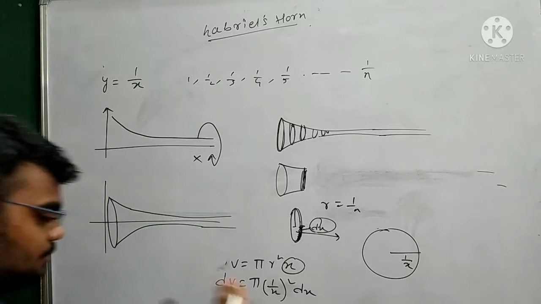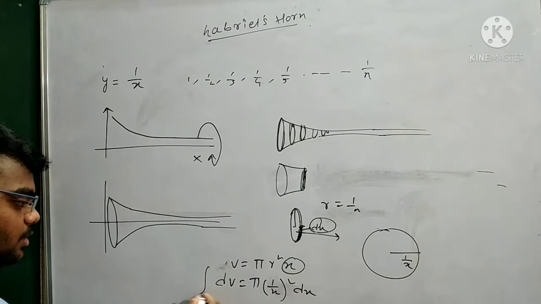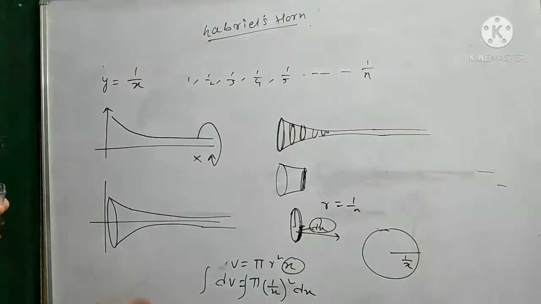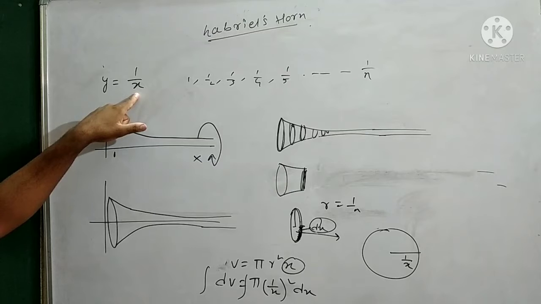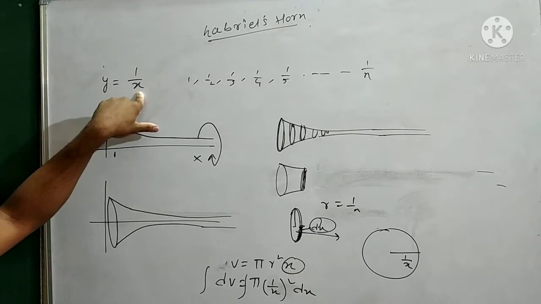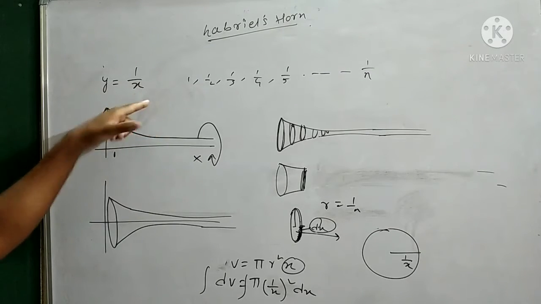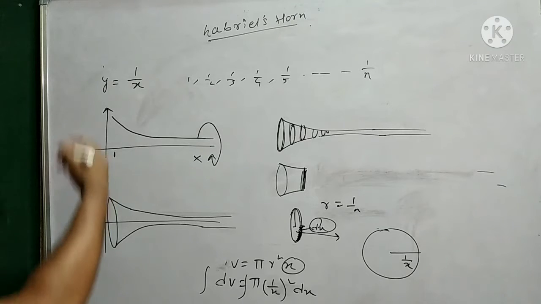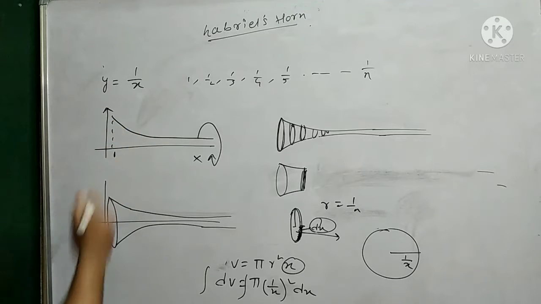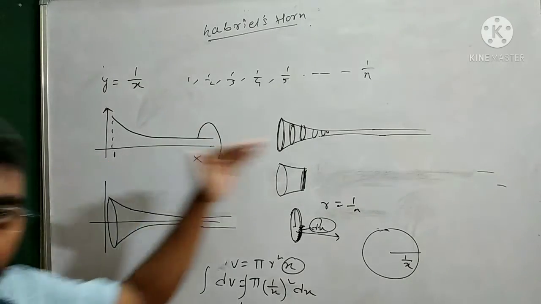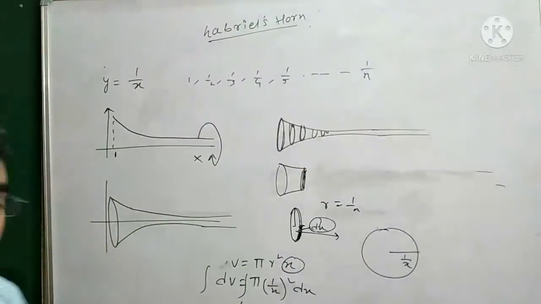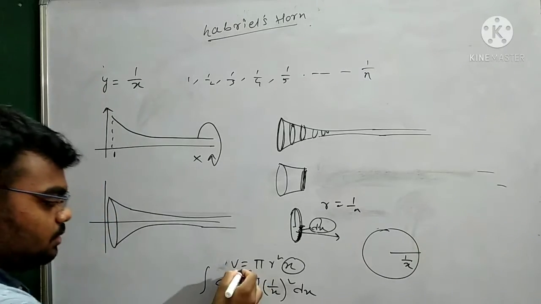So if you want to find the volume, the limit will start from 1, isn't it? If you put 0 here, then it will become infinite. So we have to calculate this from 1, and it goes up to infinite. It approaches infinite.